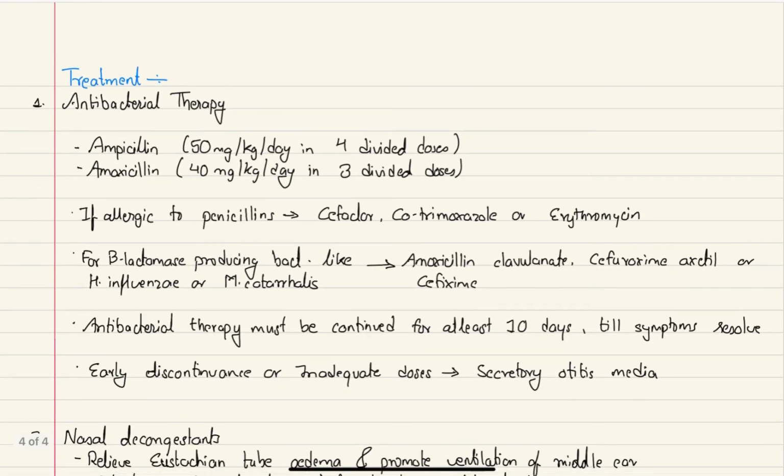Now coming on to the treatment section. The treatment includes antibacterial therapy, where we give penicillins such as ampicillin with dose 50 mg per kg per day in 4 divided doses, or amoxicillin with 40 mg per kg per day in 3 divided doses. If the patient is allergic to penicillins, cefaclor, cotrimoxazole, or erythromycin can be given. For beta-lactamase producing bacteria like Haemophilus influenzae and Moraxella catarrhalis, amoxicillin clavulanate, cefuroxime axetil, or cefixime can be given.